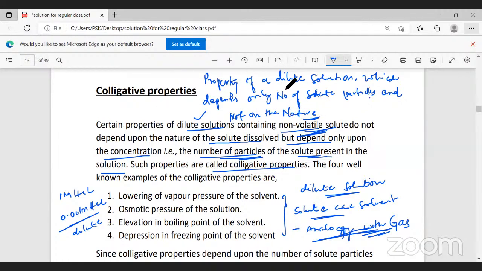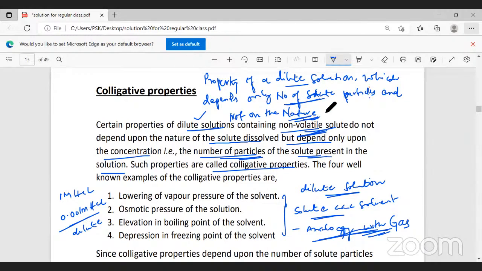See, it's a property of a dilute solution which depends only on the number of solute particles and not on the nature of the solute particles. When we say not on the nature, it does not depend on the size, shape, or reactivity, all that.